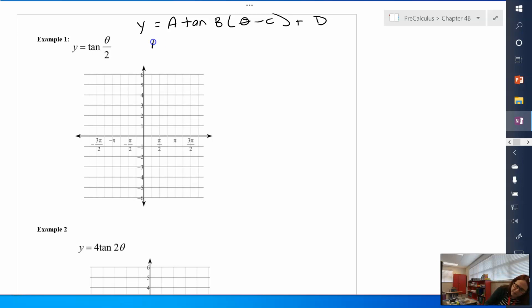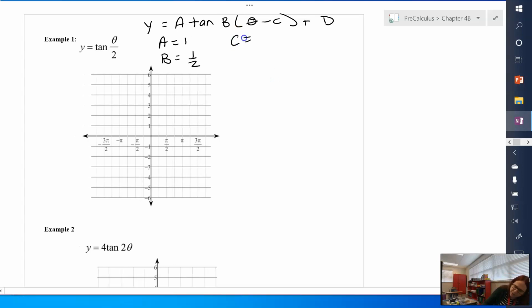In this one, a equals 1, b equals 1/2. That's how I get that theta over 2. There's nothing being added or subtracted to theta, so then c equals 0. And we're not adding or subtracting anything to tangent of theta over 2, so we don't have any shifting up or down. So d equals 0.